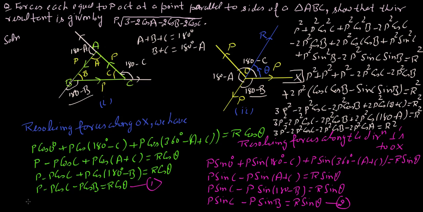Now this will give, P can be taken outside and taking the square root, this will be P times the square root of 3 minus 2 cos C minus 2 cos B minus 2 cos A is equal to R. Fine. So this was required to prove. Here it is 3 minus 2 cos A minus 2 cos B minus 2 cos C. So that is all. This is a very important question from the examination point of view.